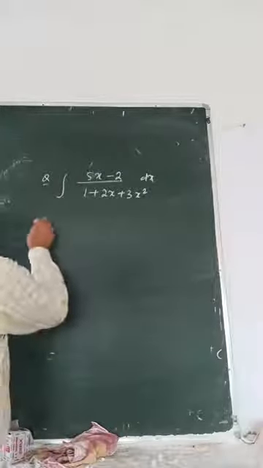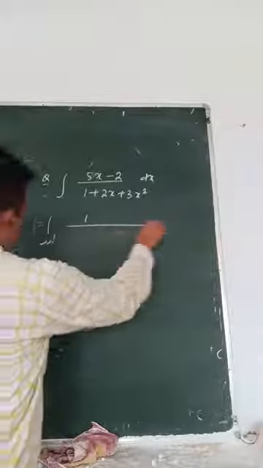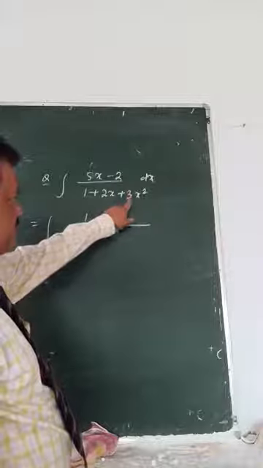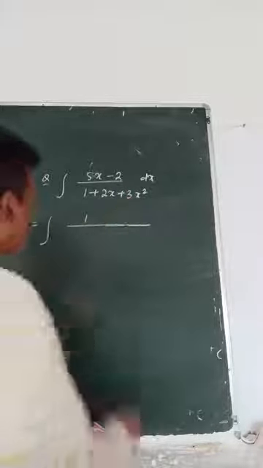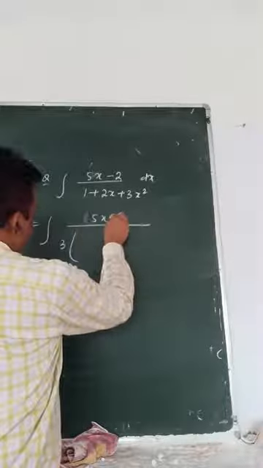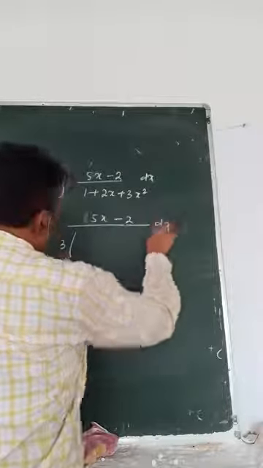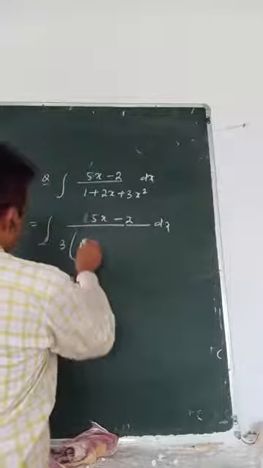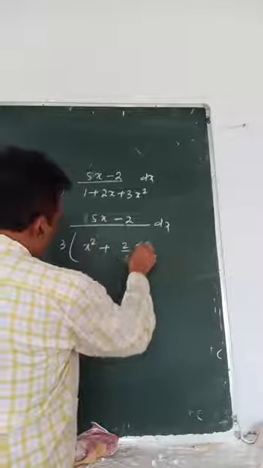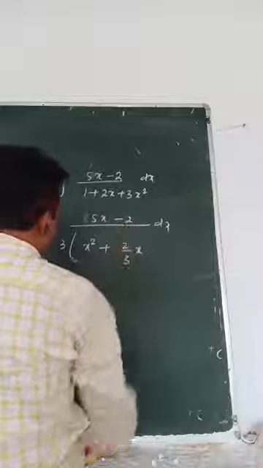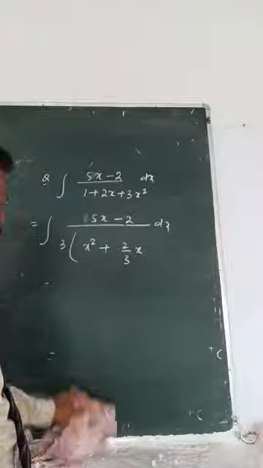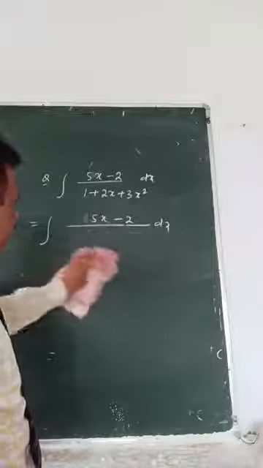So what you can do is, a simple thing I will tell you. You make x square free of its coefficient. That will be easy for you. If I take 3 common, this is 5x minus 2 dx. If I take 3 common, it is x square plus 2 by 3x. Not now. We will do the next step. Look.